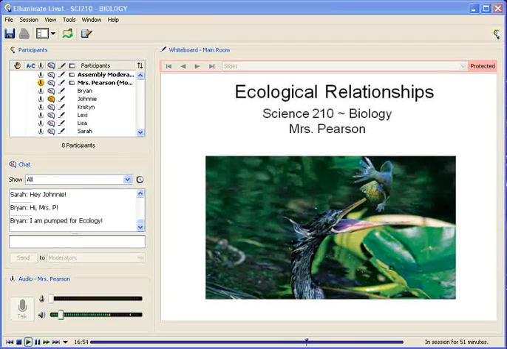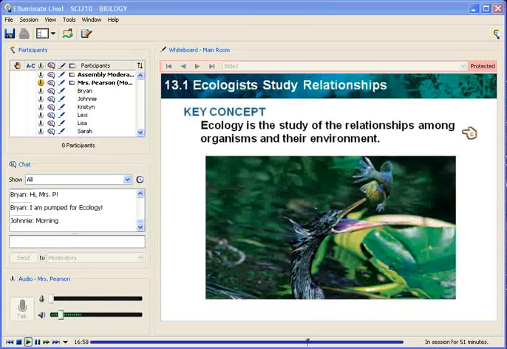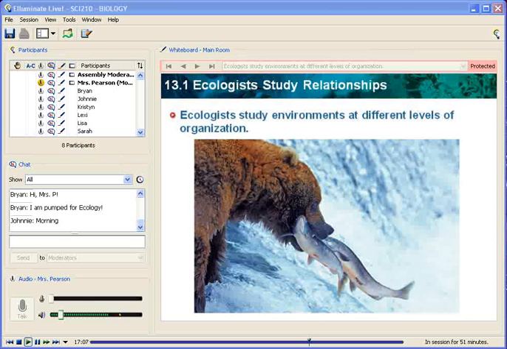Today we're looking at ecological relationships. You'll remember from our last lesson that ecology is the study of the relationships among organisms and their environments. So when an ecologist begins to look at an area, they may look at different levels of organization in order to see what kinds of interactions are taking place.